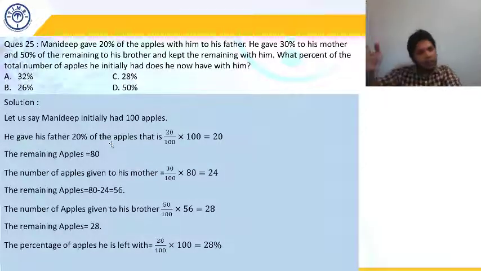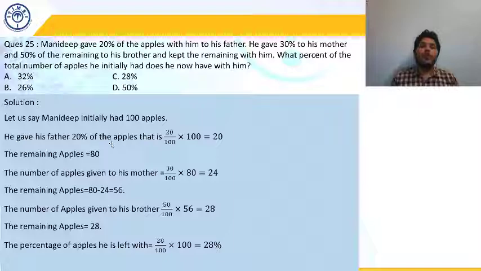He gave 20% of the apples to his father. Whatever is left, he will give 30% of that to his mother, and whatever is left, he will keep 50% with himself and give 50% to his brother. So what percentage of the total number of apples he initially had does he now have with him? That is the question.